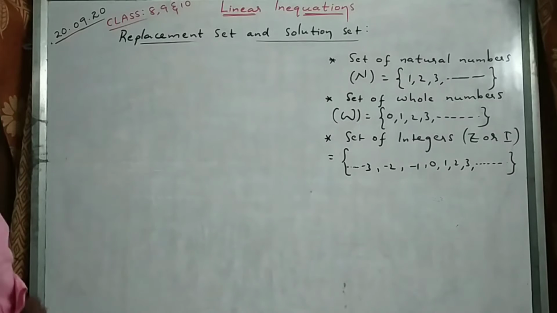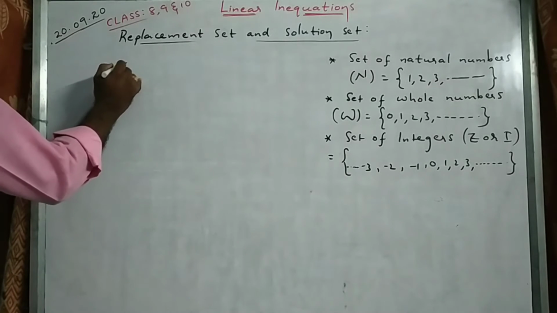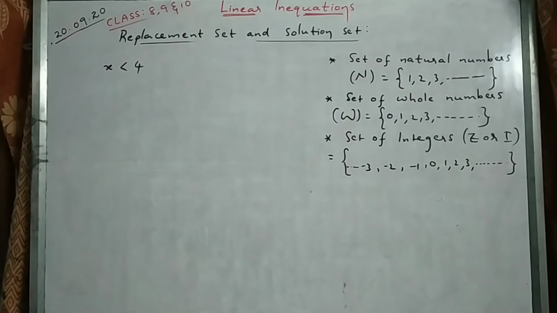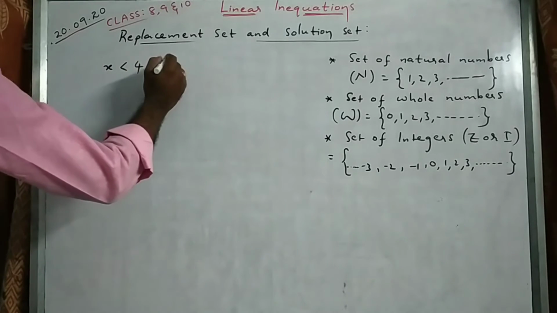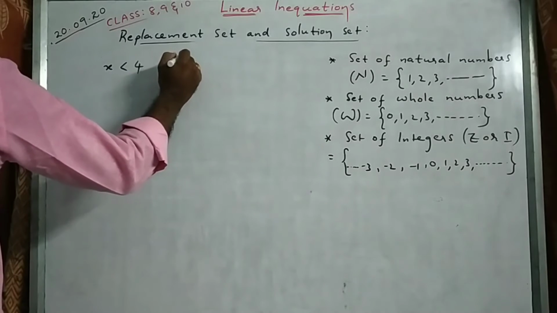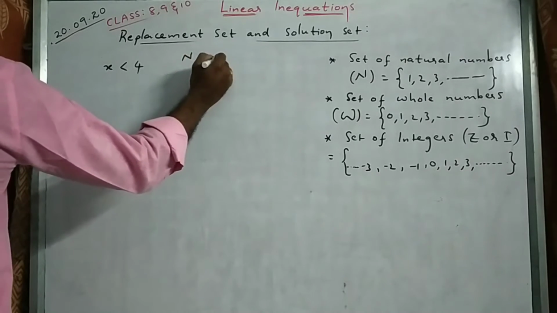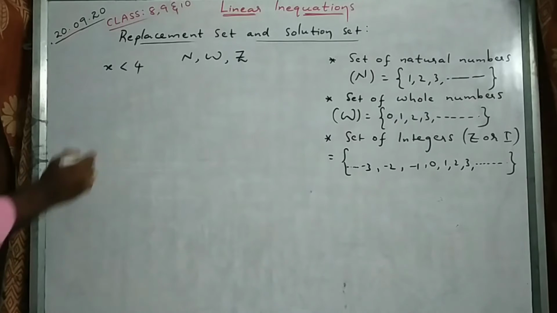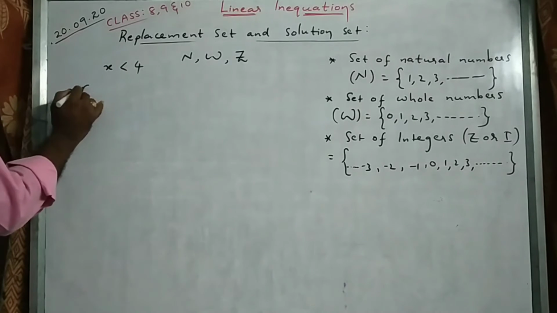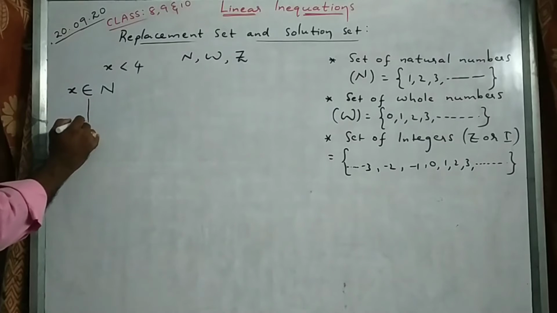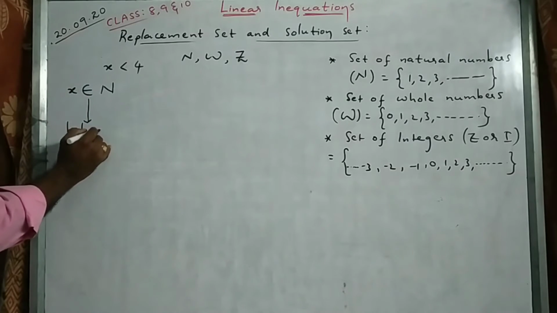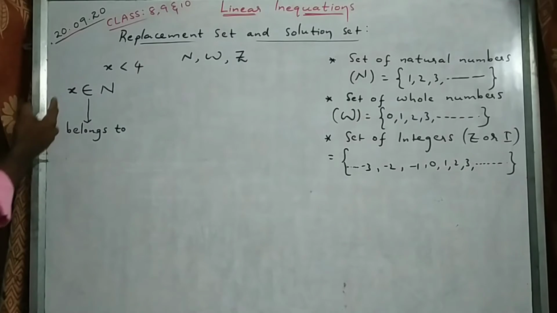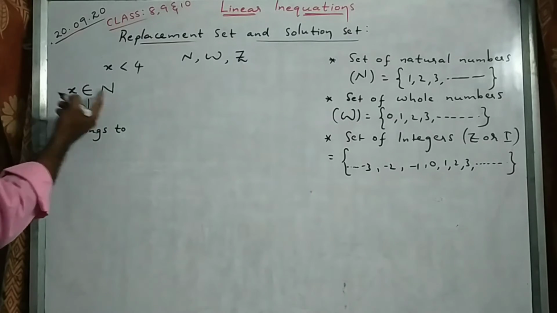Okay. For example, take x less than 4. Is this a linear inequation? Right, because the less than symbol is there. Suppose the replacement set is natural number, whole number, integer. I will take these three sets. For example, if x belongs to N, how do we read this symbol? Belongs to. If x belongs to N, it means x is a natural number.